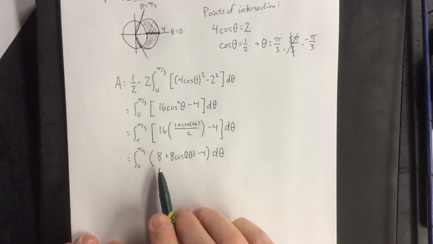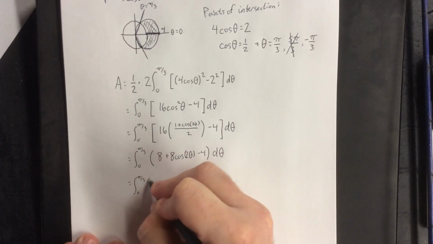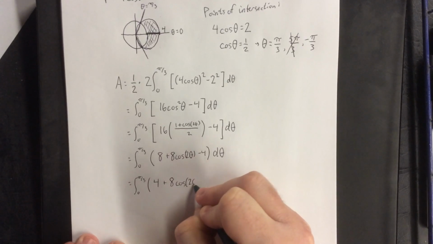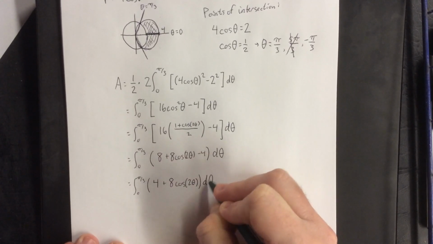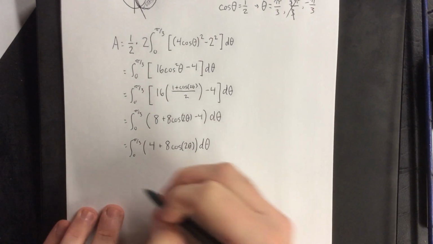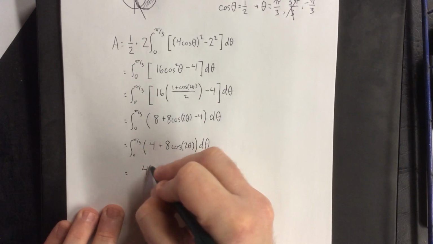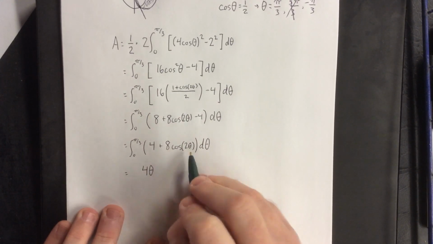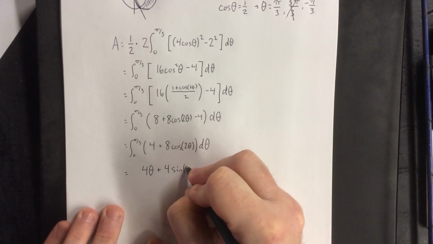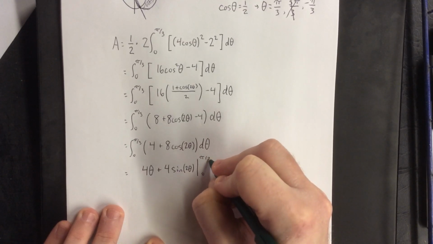Combining our like terms, we can take the 8 minus 4 and refer to this as 4 plus 8 times the cosine of 2 theta. Integrating this from 0 to pi over 3 will give us the area that's contained between these two curves. Integrating 4 with respect to theta will give us 4 theta. Integrating 8 times the cosine of 2 theta will give us plus 4 times the sine of 2 theta. This is going from 0 to pi over 3.